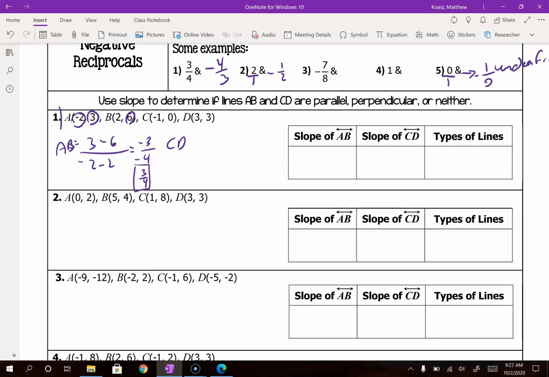So let's check CD. Slope of CD is 0 minus 3 over negative 1 minus 3. So that's negative 3 over negative 4. These cancel out, making that 3/4. So this is 3/4 and this is 3/4. Since they are exactly the same, they are parallel.